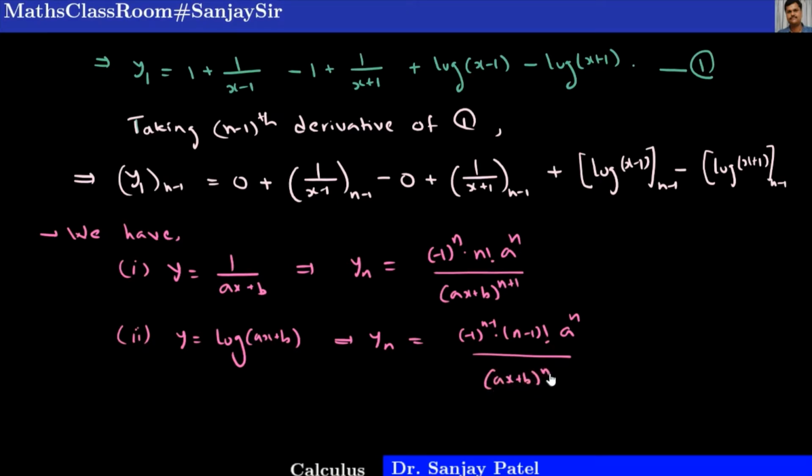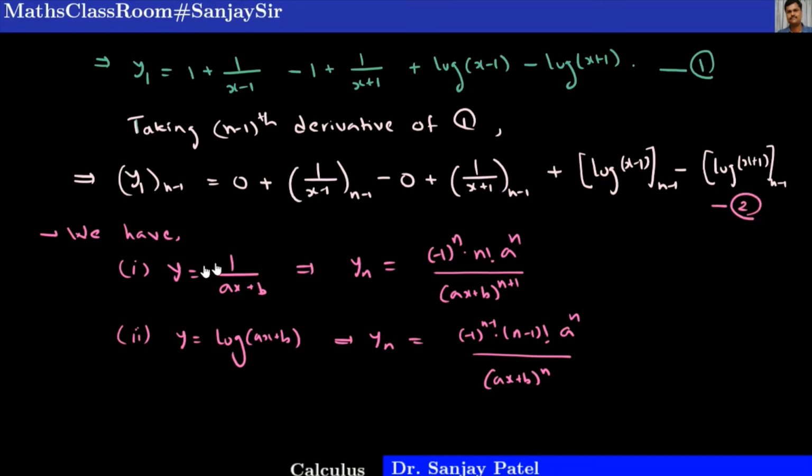We already discussed that if you want to remember the formula for finding nth derivative of log of ax plus b, just replace n by n minus 1 everywhere in formula number 1, except for this a raised to n. So keep a raised to n as it is and replace this n, this n, and this n by n minus 1. So you will get this formula. Now we will apply these two formulas for writing the n minus 1th derivative here. So from this above step, let us call it result number 2.